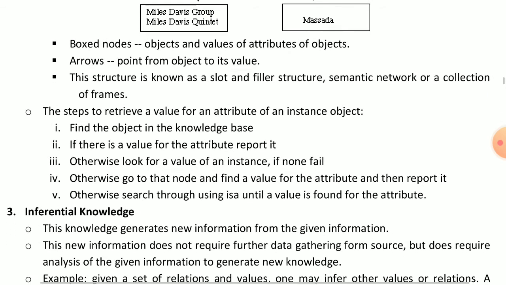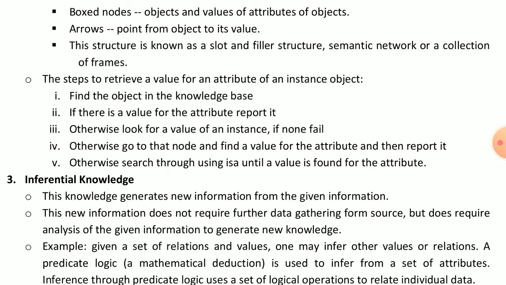Now the steps are given to retrieve a value from an attribute. How can we take the values? The first step is to find the object in the knowledge base. First we find the object. Then the second step is to find the value for that attribute.